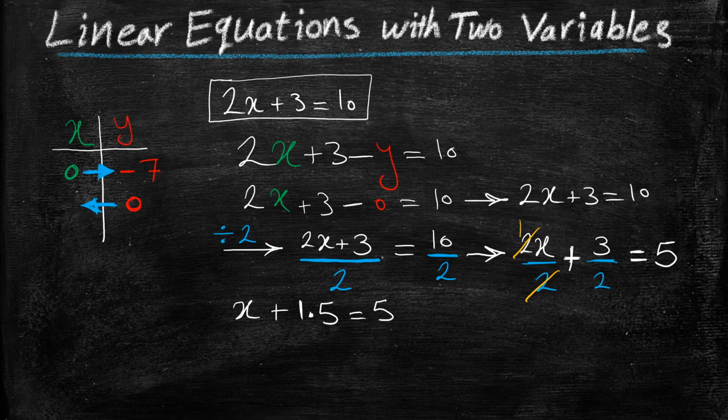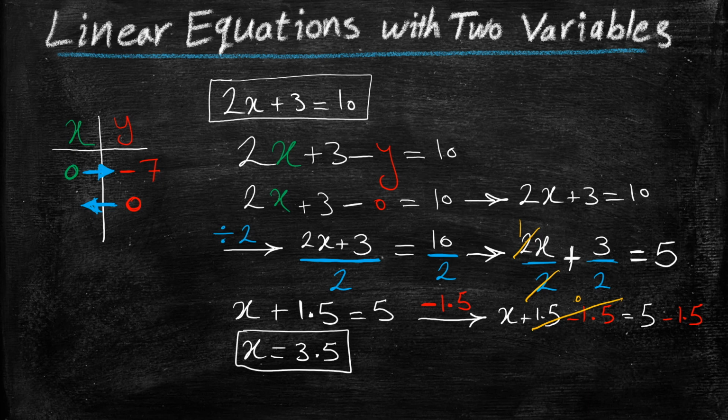Now in the next step, what do we do to isolate x? There's this 1.5 added to x. So we subtract 1.5 from both sides. So we say x plus 1.5 minus 1.5 equals 5 minus 1.5. So 1.5 cancels with 1.5. That's just 0. So x equals 5 minus 1.5. That's 3.5. That's it. So when y is 0, x is 3.5.